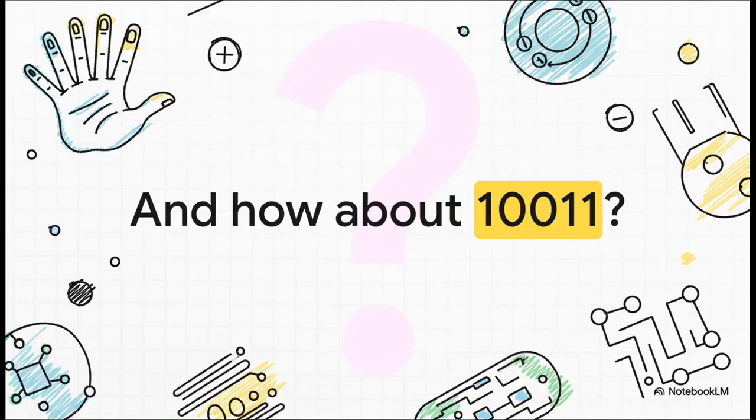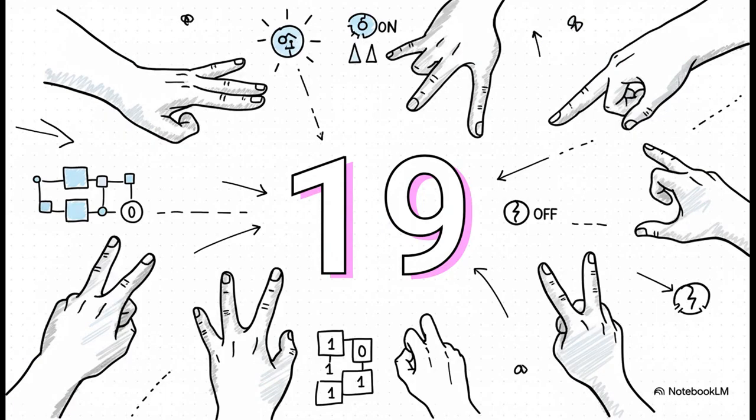Okay, let's try one more. This one's a little bit trickier. What is 10011 in our decimal system? So think about the places again. 16, 8, 4, 2, 1. Where are the 1s? And the answer is 19. You got a 16, a 2, and a 1. Add them all together, you get 19. See? It's not so hard. You're already translating between human and computer.